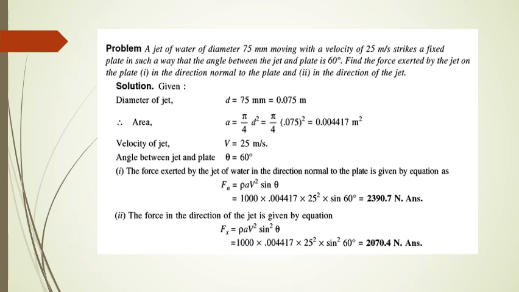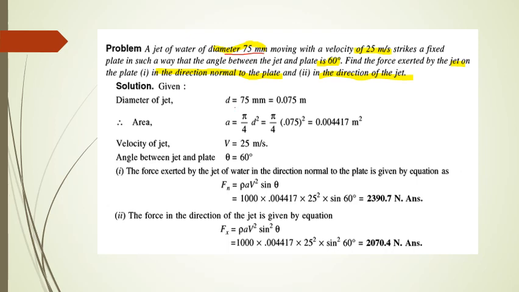A jet of water of diameter 75 mm moving with a velocity of 25 meters per second strikes a fixed plate in such a way that the angle between jet and the plate is 60 degrees. Find the force exerted by the jet on the plate in the direction normal to the plate and in the direction of jet. Question: the diameter of the jet is 75 mm.